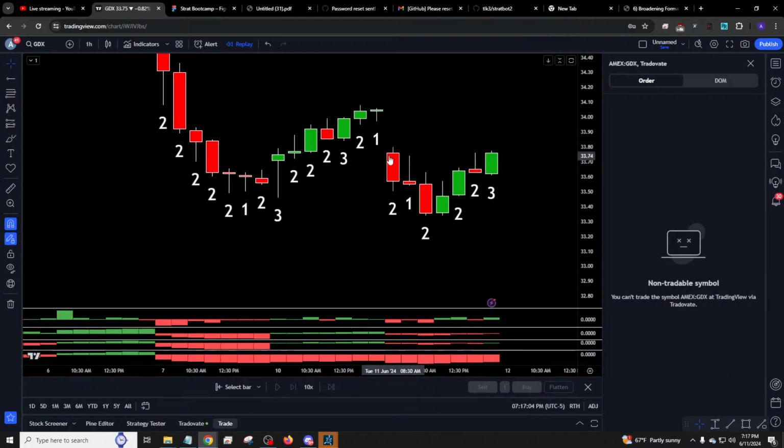GDX similarly had the measured move. They dropped about 30 cents. Inside measured move, dropped about 30 cents again. 29 cents, 29 cents, perfect. And that was about it.